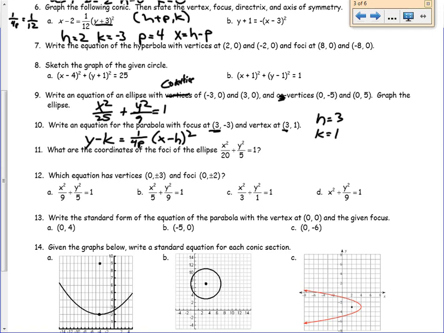Well, if negative 3 is equal to H plus P, why is that? It always is, guys. K plus P. So K plus P is equal to negative 3. Well, you know K is 1, so negative 3 equals 1 plus P. Anybody?